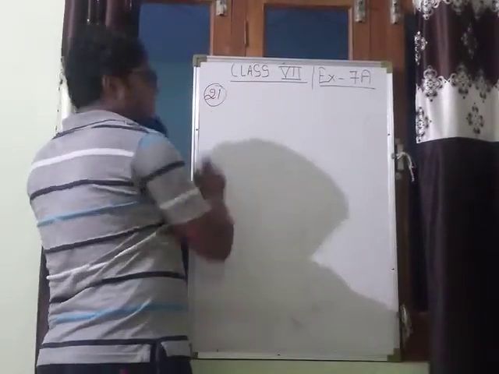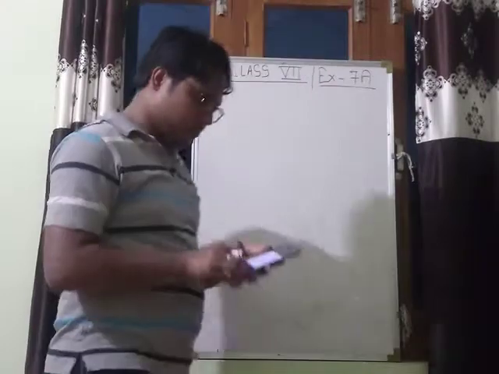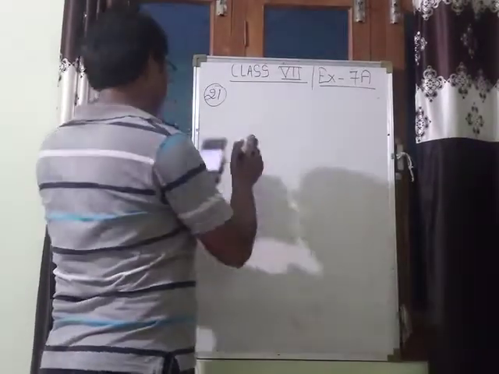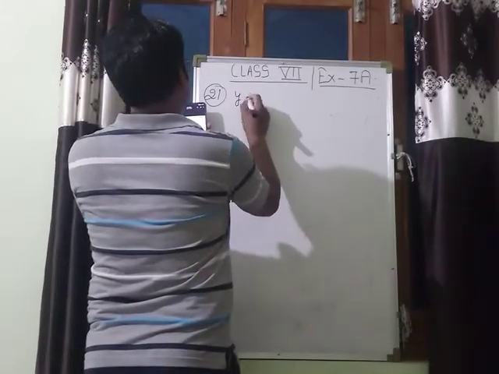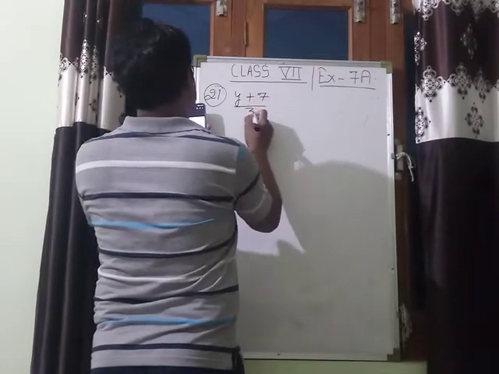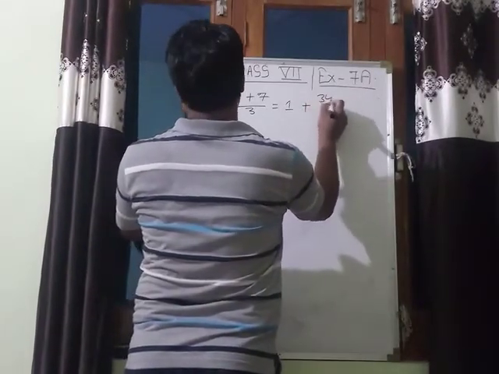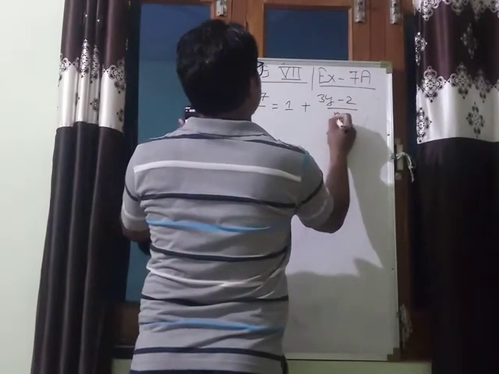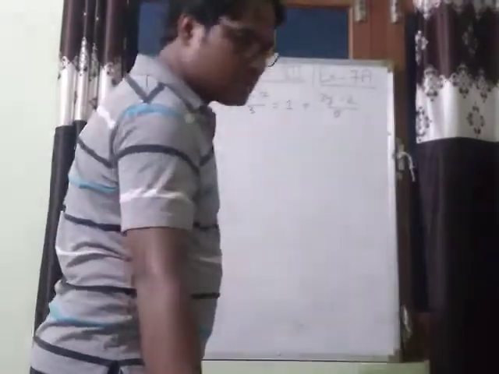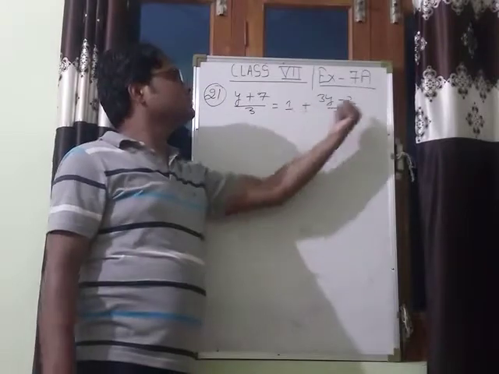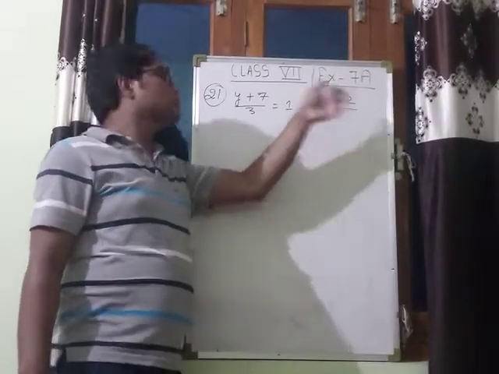Question number 21. Read everyone. What is question number 21? Solve (y + 7)/3 = 1 + (3y - 2)/5. Okay, so transfer the term which has y to the left side.